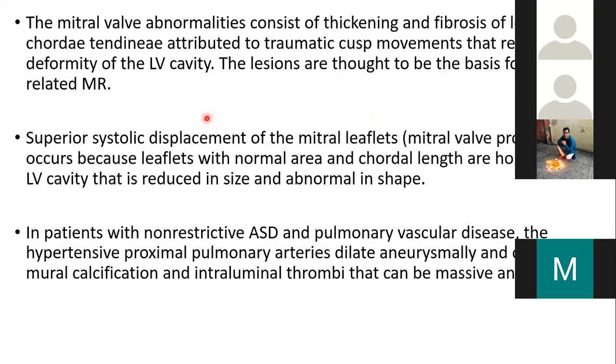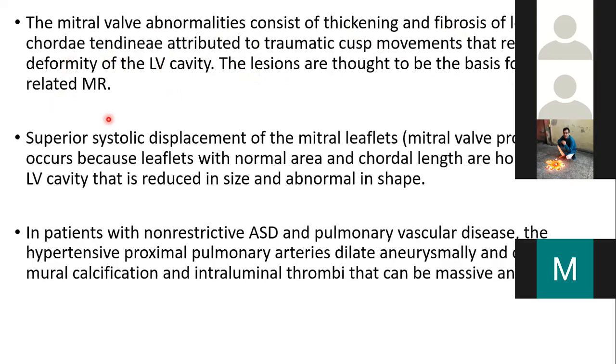Apart from the anomalous connections, ASD can also be associated with anomalous valve tissue. That is, mitral valve abnormal development can occur. That can lead to abnormalities of the leaflets or chordae, and it can be attributed to traumatic movements that result from a deformed LV cavity. These lesions are thought to be the basis for age-related MR.